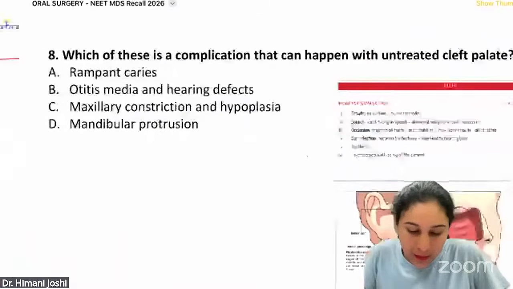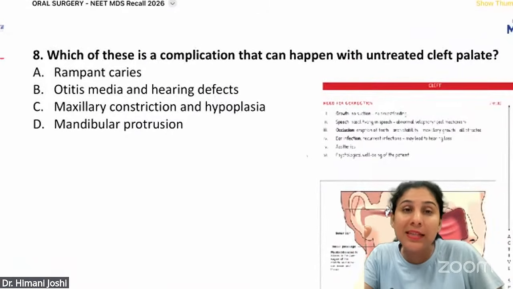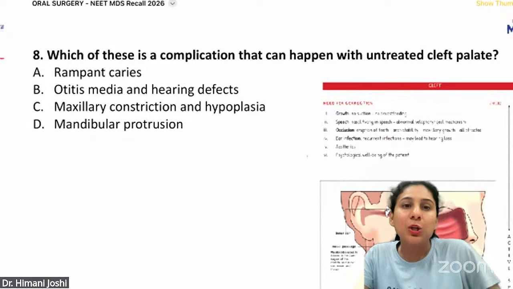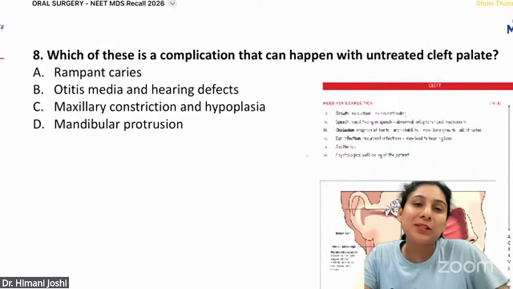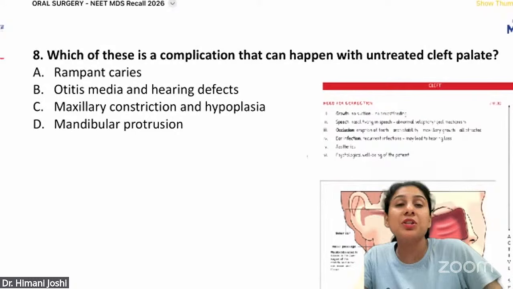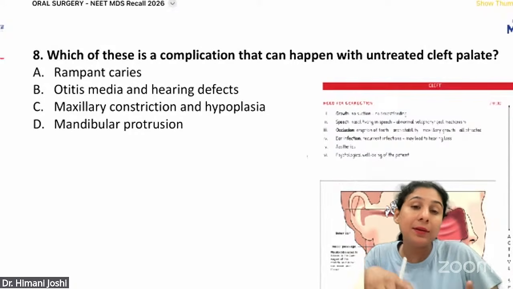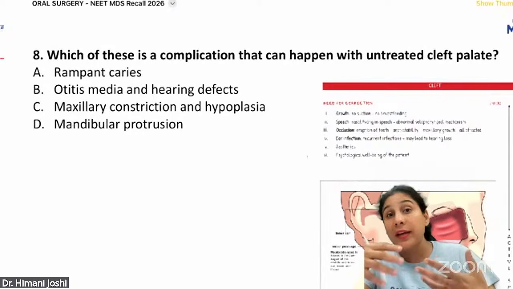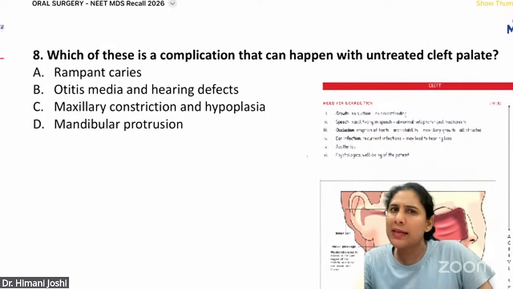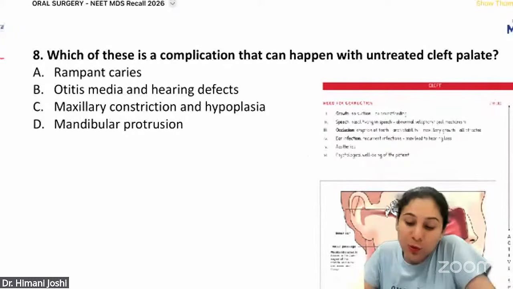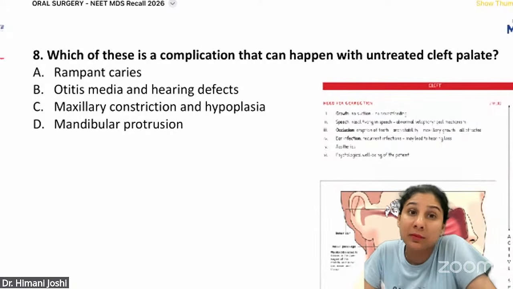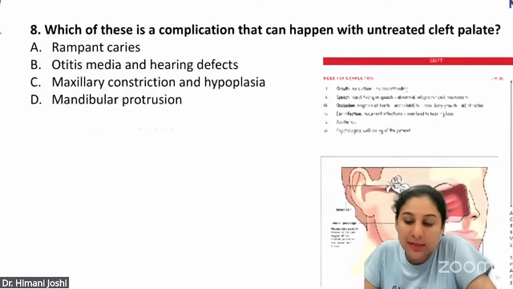Okay. Next question again from cleft. So this time I was pleasantly surprised to see that there were no questions from trauma, no questions from exodontia, but 2 or 3 questions from distraction and cleft, which is not very, very common in NEET. Yes, in INI they were asking, but this time in NEET also they have asked. So all those who have studied properly, I'm sure you are at a very big advantage in this NEET exam.